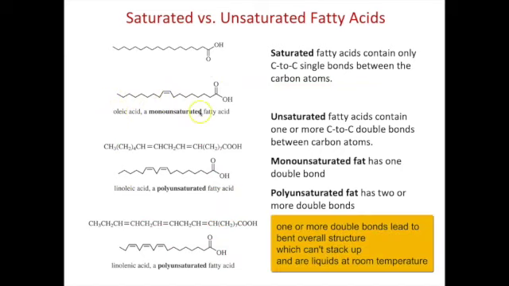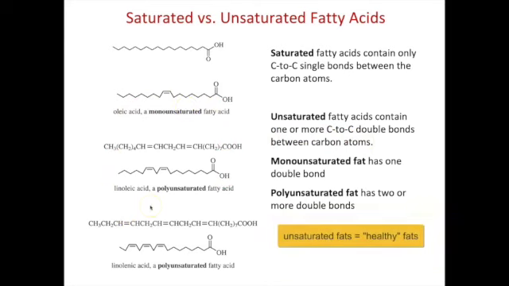These monounsaturated and polyunsaturated fats having a double bond leads to a bent overall structure. So bent for monounsaturated and even more bent for the polyunsaturated structures. And so the bent structure does not allow for these unsaturated fats to stack up. So therefore these are called healthy fats. They can't stack up, and therefore they are liquids at room temperature. These molecules will flow over each other, and they also don't stack up in the arteries.